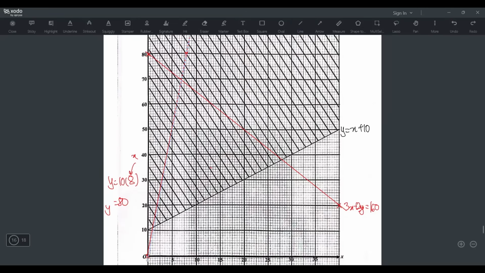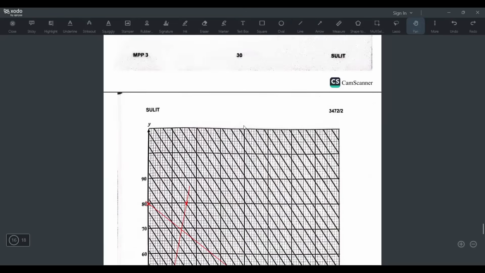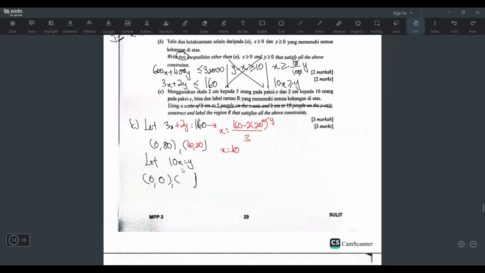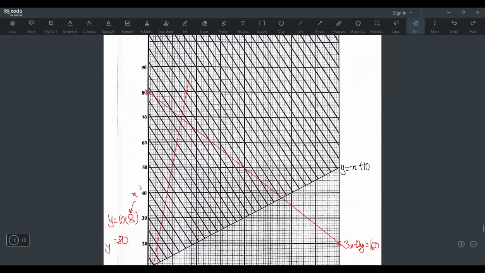So this one, let's put it nicely. Okay, now it's time to write the equation. So let's check what's the equation. Oh, I forgot to write this. This one is x 8, y 80. Okay, the equation is 10x equals y. Or you can say y equals 10x lah, it's the same thing.